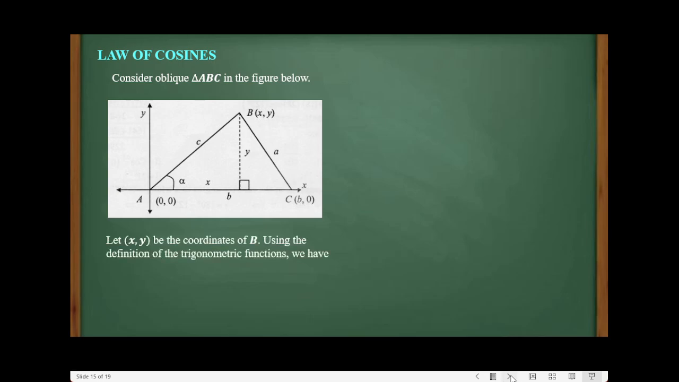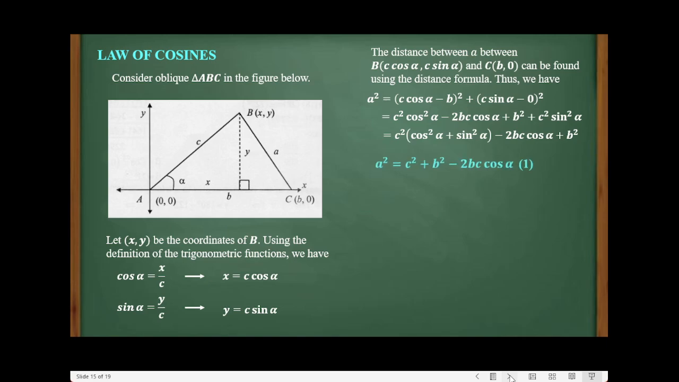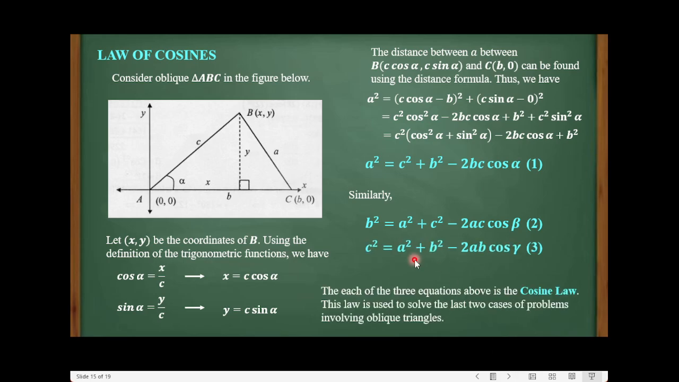Now, what is contained in the law of cosines? Okay, actually the law of cosines are those equations highlighted in blue. Okay, it could be this equation, or this one, and this one. Now we have three equations associated with the law of cosines.